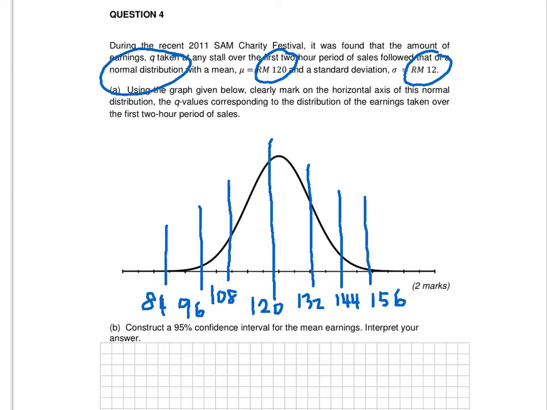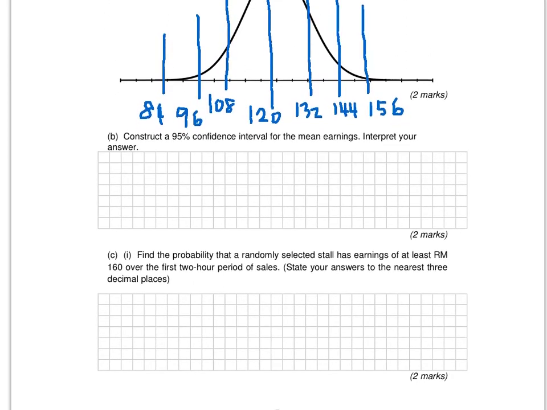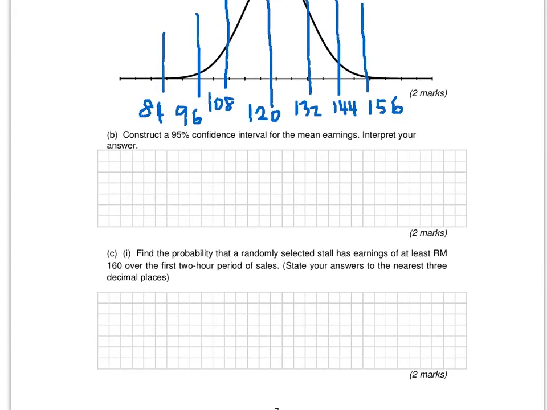Part B requires us to construct a 95% confidence interval for the mean earnings. Using GC, we obtain the 95% confidence interval of mean earnings that lies between 96.5 to 143.5. The interpretation of this answer would thus be that we are 95% confident that the mean earnings obtained per store lies between RM 96.50 to RM 143.50.